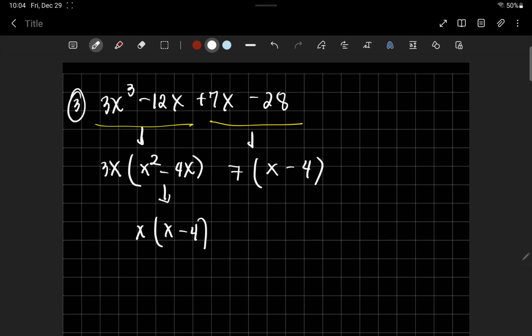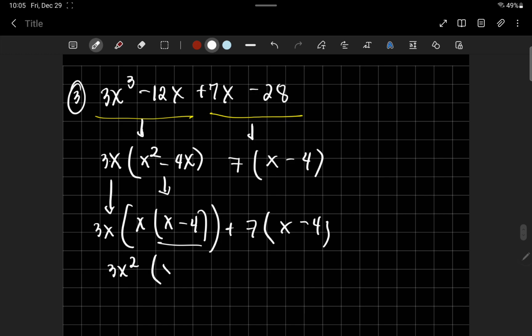So, baba lang natin yung mga given natin. So, the factored form is 3x squared times x minus 4 plus 7 times x minus 4. How are we going to write this one? Gets ka na. So, wag iwan natin si x minus 4, so that is 3x squared times x minus 4 plus 7 times x minus 4.